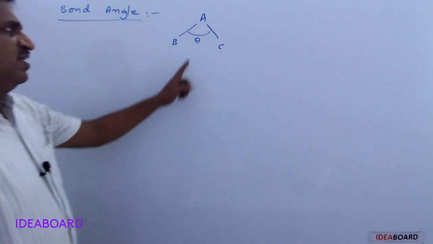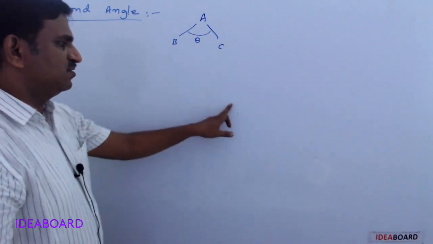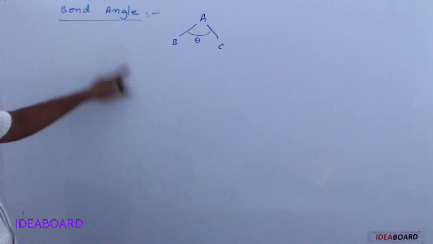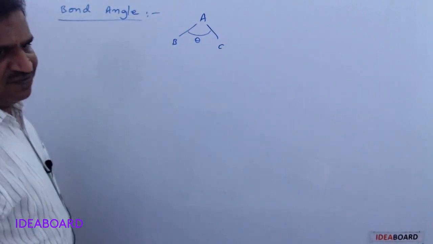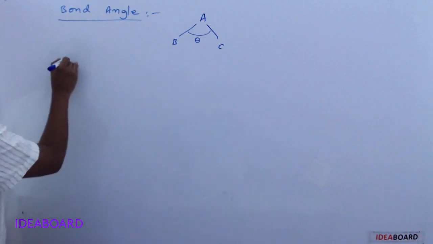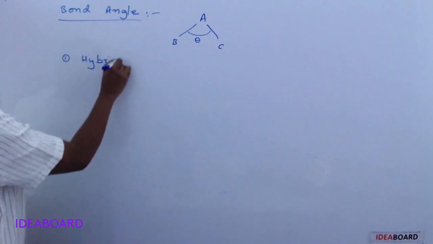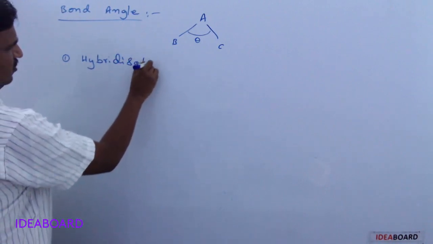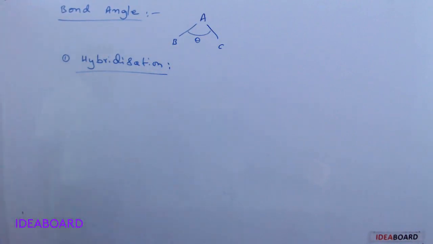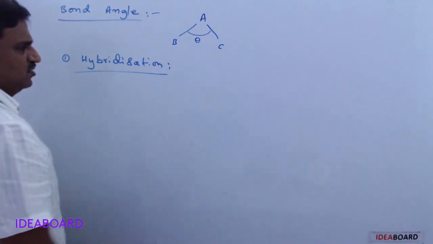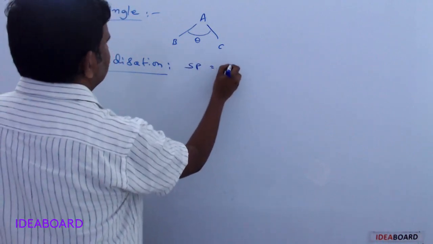So how can we determine or calculate the bond angle values? It depends upon different factors. Bond angle values depend on different factors. The first factor is hybridization. We gave the hybridization concept, and based on the hybridization concept, we give the bond angle values for sp hybridization.